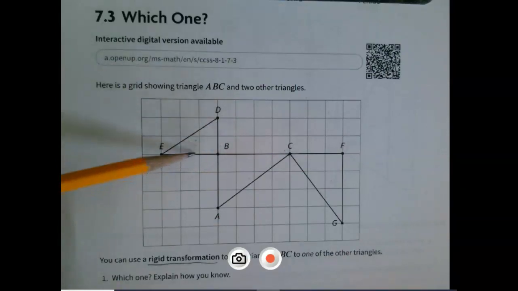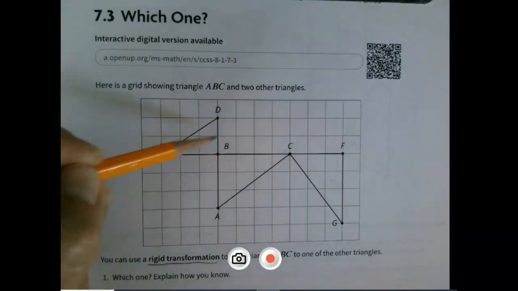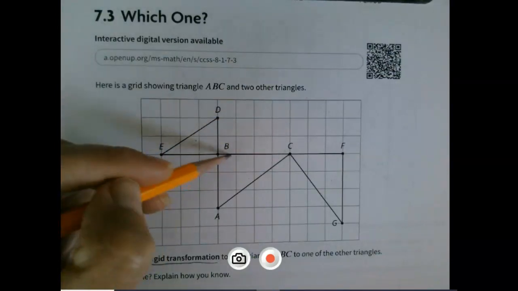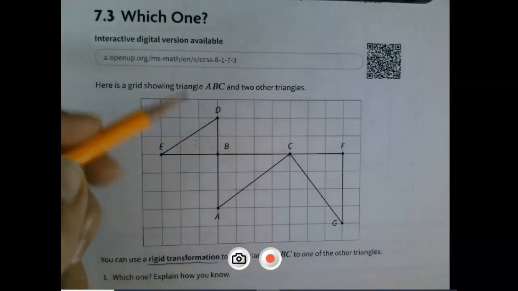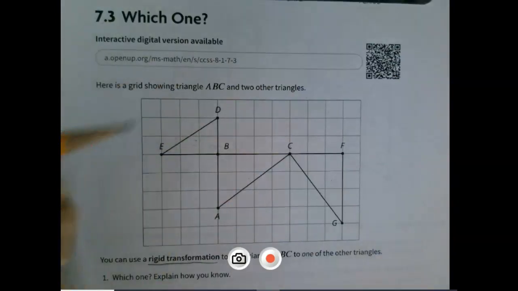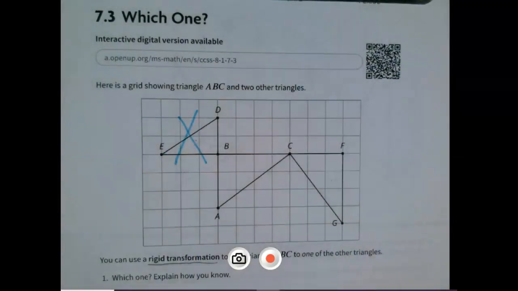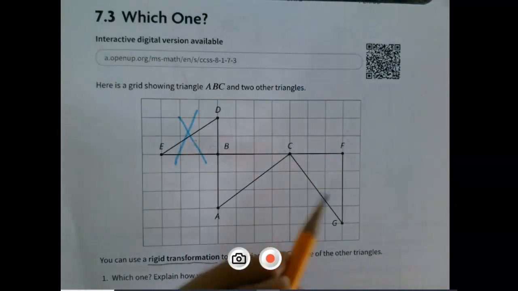Because this one did not preserve the side lengths, although the angles are the same size. You could check that with your tracing paper because this is a 90 degree angle, and you could have checked the others using tracing paper. But because the side lengths are not the same, this one would not make it. So the only other choice that you had left would be your triangle CFG.